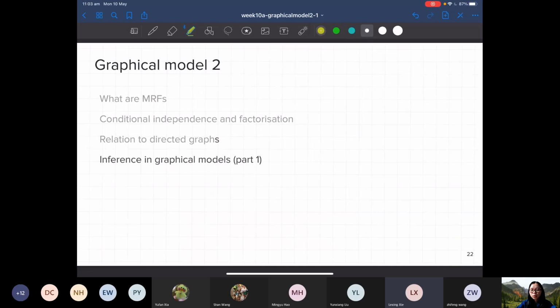So we're going to look at inference next. Are there any questions so far?